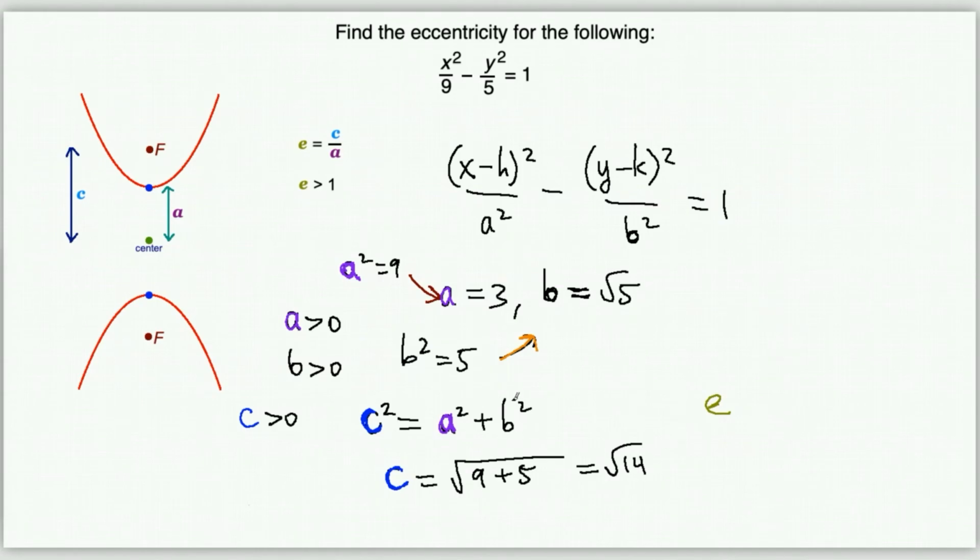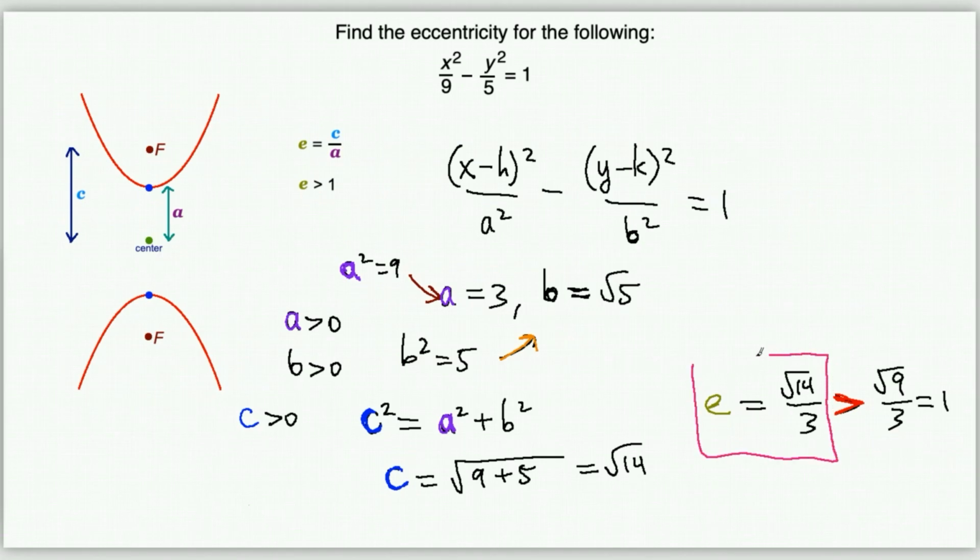It's equal to the quotient of c over a, which is going to be radical 14 divided by 3. So as you can see, this is definitely greater than 1, because to have 1, we need to have radical 9 being divided by 3, since radical 9 is 3, and 3 over 3 is precisely 1. So the eccentricity is definitely greater than 1. So the result is that the eccentricity is radical 14 over 3.